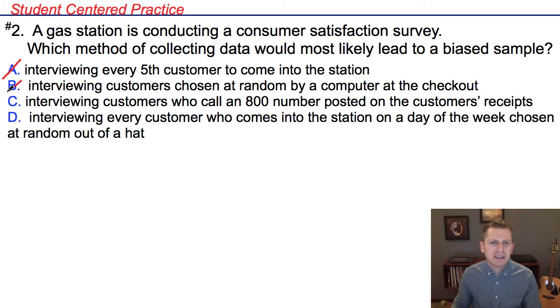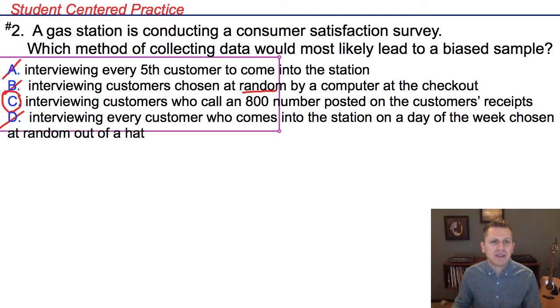Choice B is also a good way to get a sample. It even has random in here, and sure, I could use a computer at checkout that randomly selects which customers. Choice D is also very random. I just interview every customer who comes into the station on a certain day of the week, chosen out of a hat. C would definitely create bias.